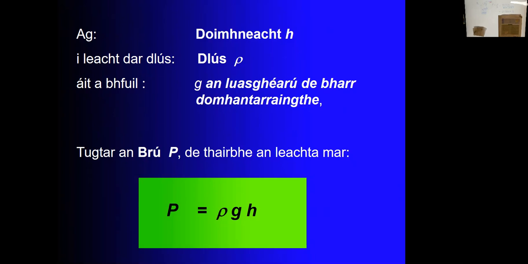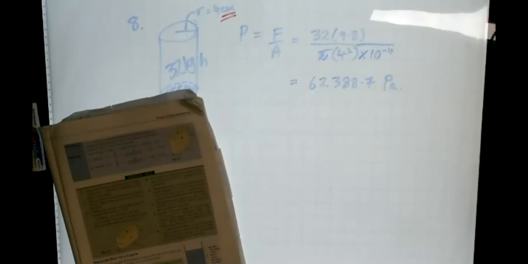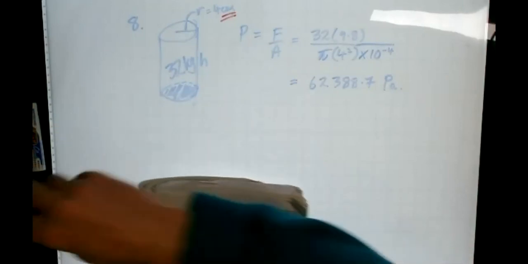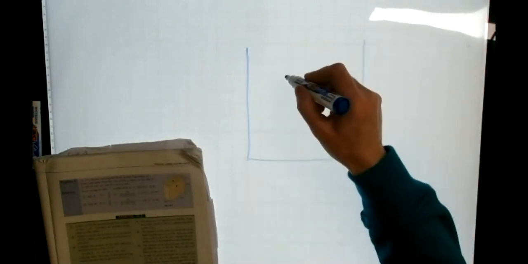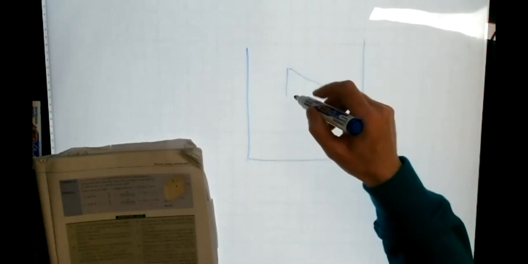If an object is placed in a liquid, it is found that the liquid exerts a pressure on that object too. So, for example, let me share my screen again, and you can see a container with a block in it.